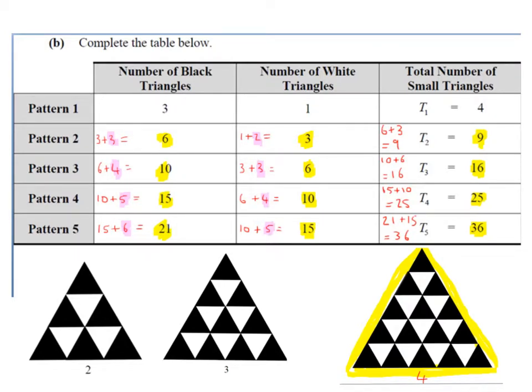And then if you wanted the next one after that, let's say pattern number 6, you'd add on 7 to the 21. And if you wanted the next one, you'd add on 8. And if you wanted the next one, you'd add on 9, and so on. So now let's have a look at the number of white triangles.